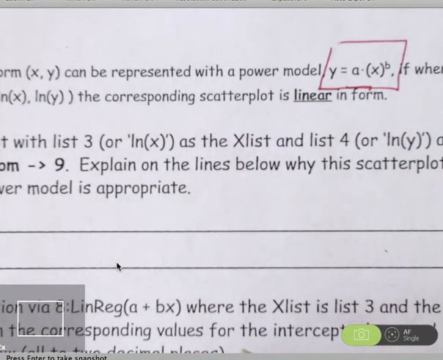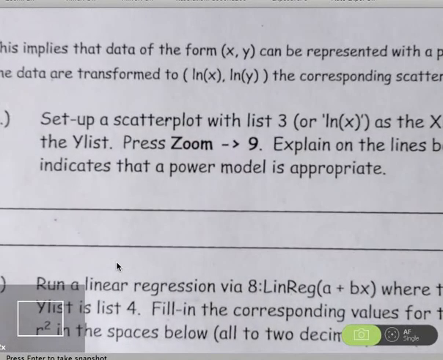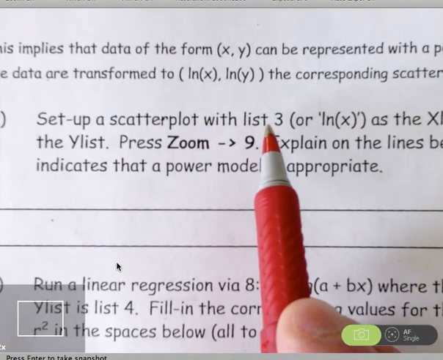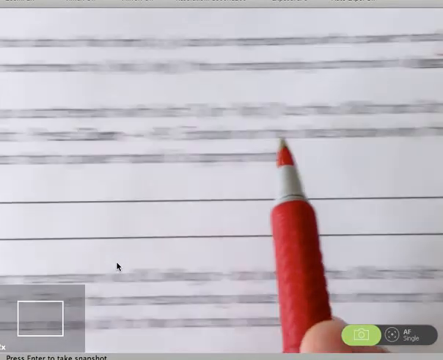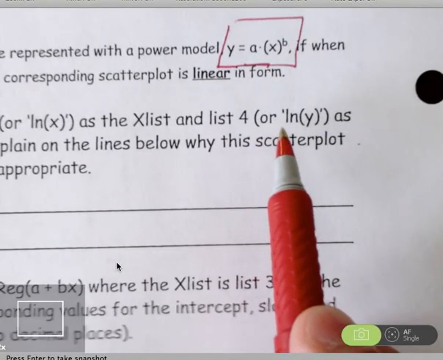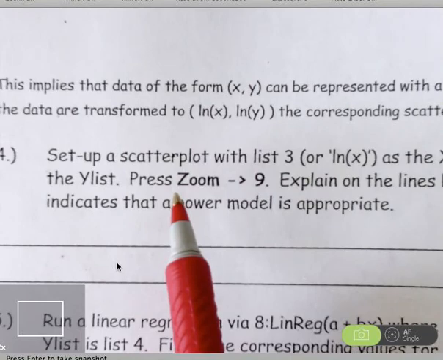So that's the next thing to do here. In part 4, that's what you're going to do. You're going to set up a scatter plot using list 3, the natural log of x. That's the x list. List 4, the natural log of y. That's going to be the y list. We're going to hit zoom 9, and we're going to see this time if we get a straight line relationship.